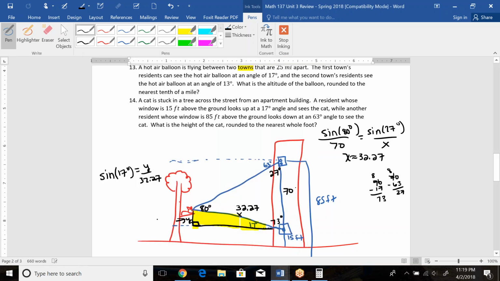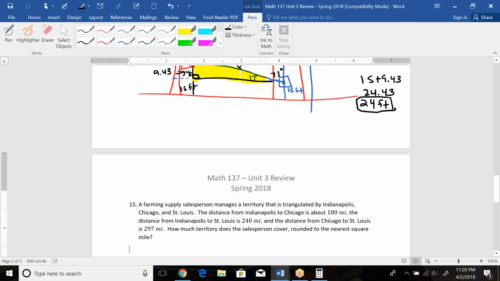So this right here is 9.43. This is 15 because that is the same height as we had horizontally across. So 15 plus 9.43 is 24.43. We're supposed to round to the nearest whole foot, which comes out to 24 feet. Since it's not a 0.5 or above, we keep it 24. So there's the cat problem.